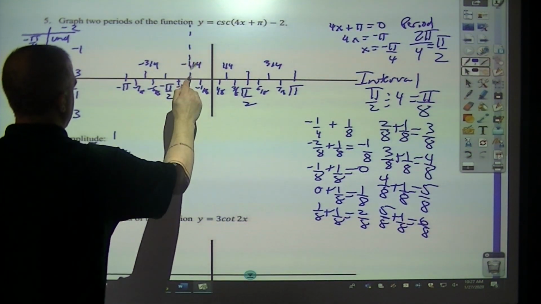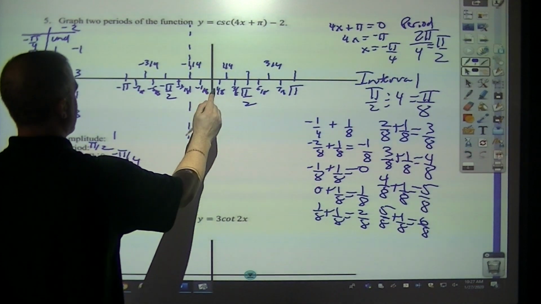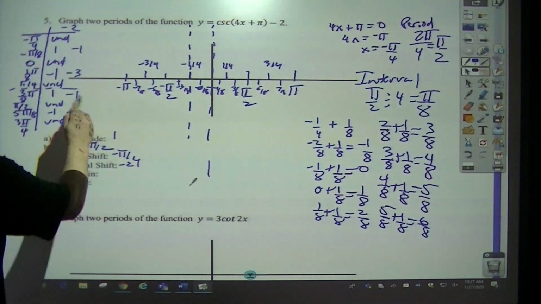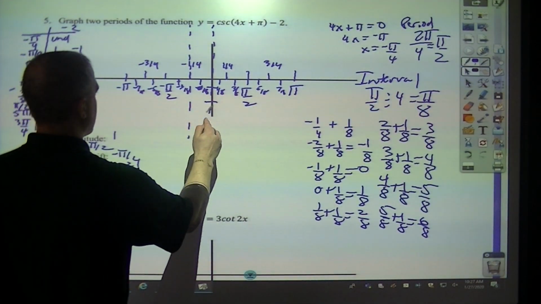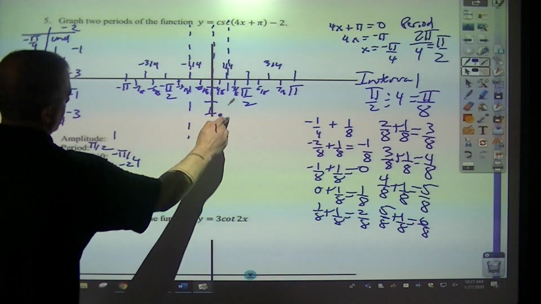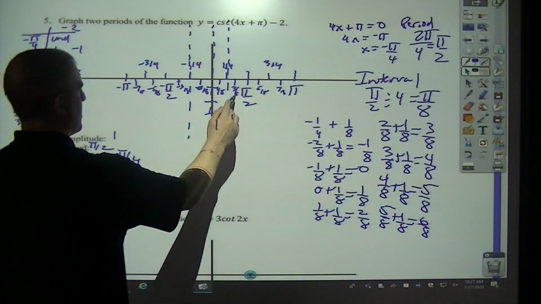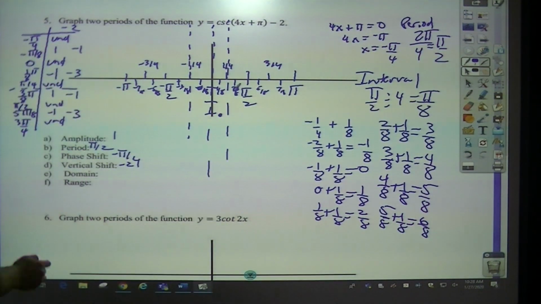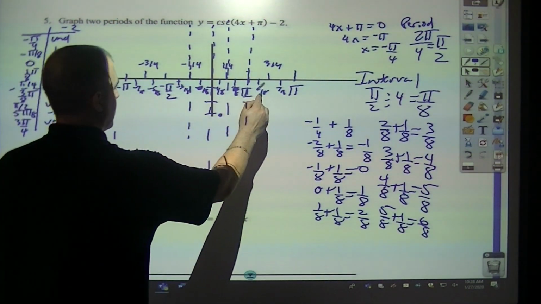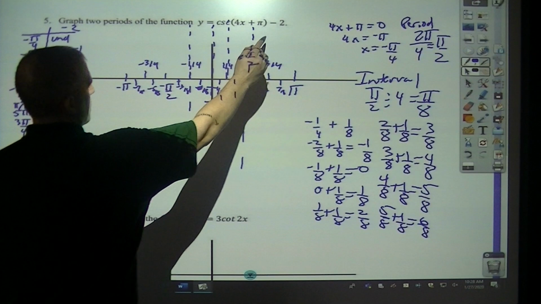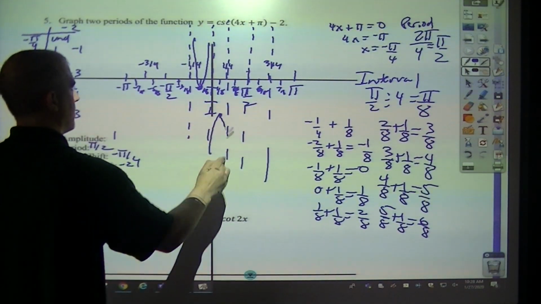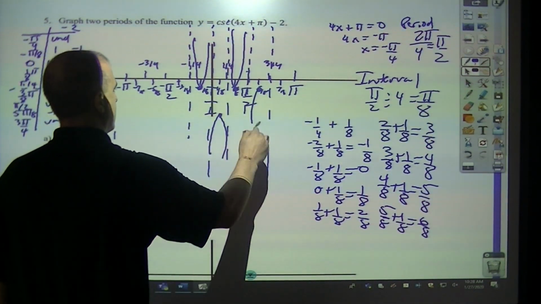Okay, all right. So at negative 1/4, I'm at undefined. At negative 1/8, I'm now at negative 1. So be here. At 0, I'm going to be undefined. At 1/8, I'm going to be at negative 3. At 1/4, I'm going to be undefined. At 3/8, I'm going to be at negative 1. At 1/2, I'm going to be undefined. At 5/8, I'm going to be at negative 1. And then at 3/4, I'm going to be undefined. So this is what I got. I'm going to go this way, this way, this way, and this way.